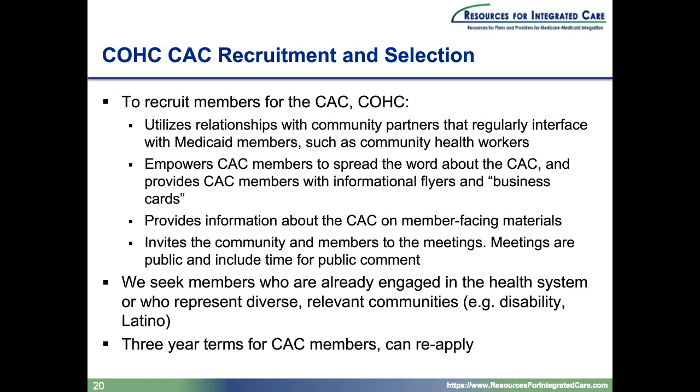We seek members who are already engaged in the health system or who represent diverse, relevant communities such as people with disabilities or Latino. Like I said before, CAC members serve 3-year terms. However, they can reapply.